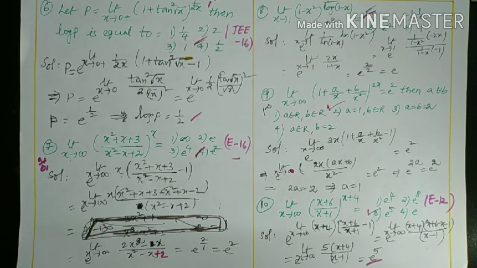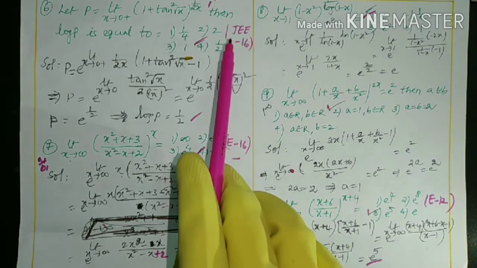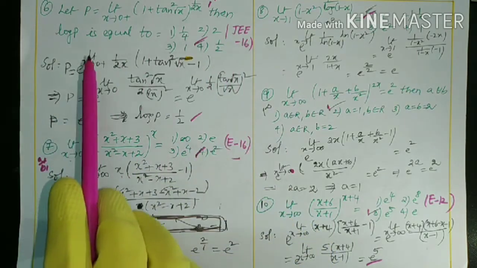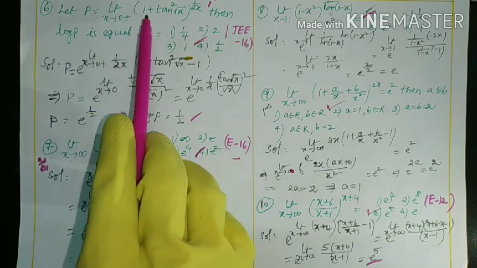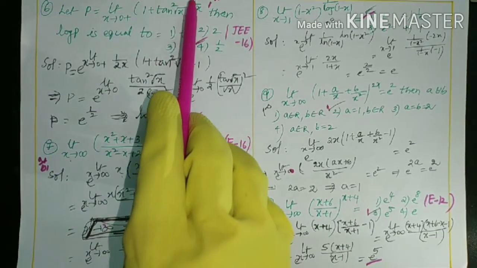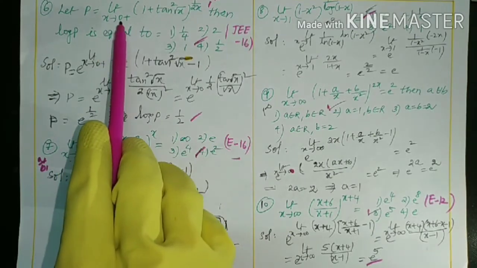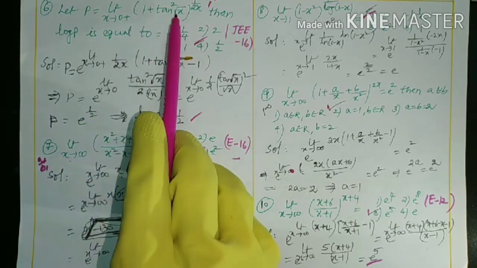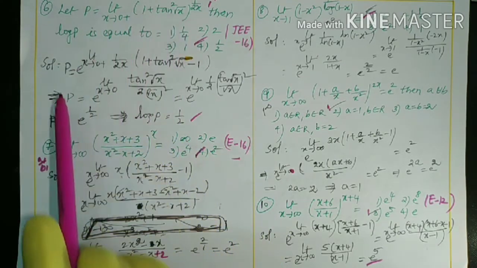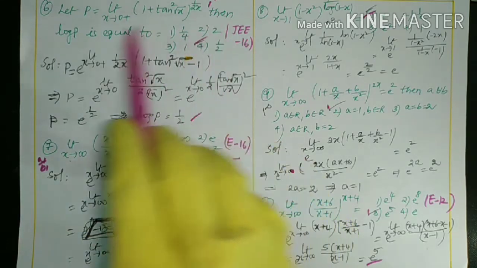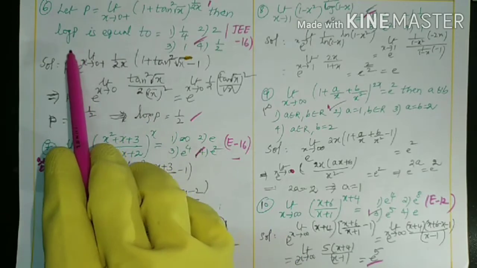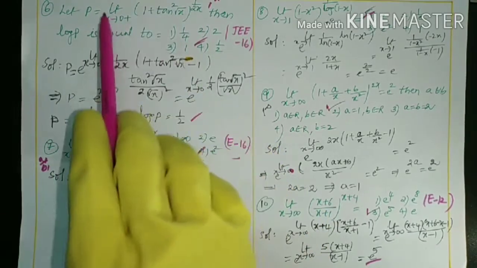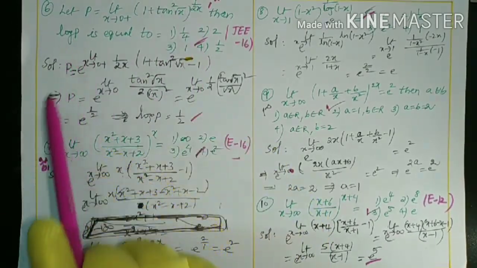Now come to the next question. This is given in JEE 2016. From this question, what is given? Let P be the limit of 1 plus tan square root x, whole power 1 by 2x, as x tends to 0 plus. Don't need to worry about this plus sign, because root x is there, that's why it is given as positive. And then he is asking the log p value. After simplification of this limit, only then can we get the log p.